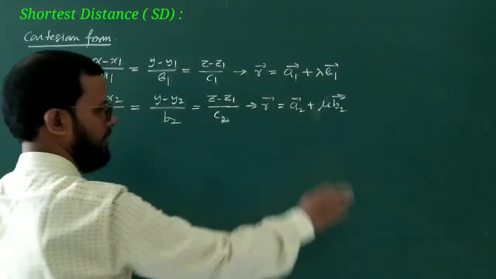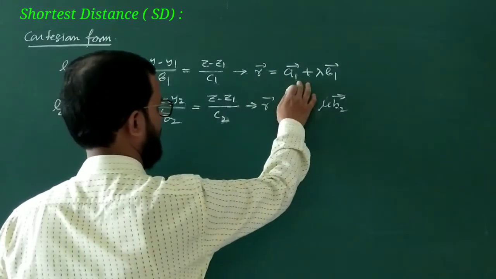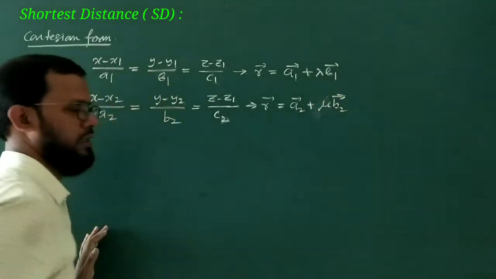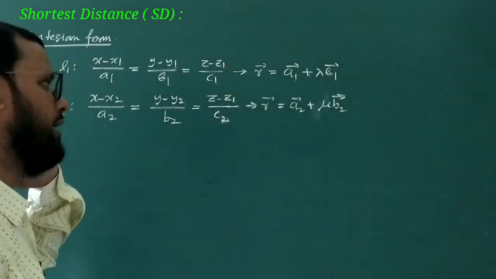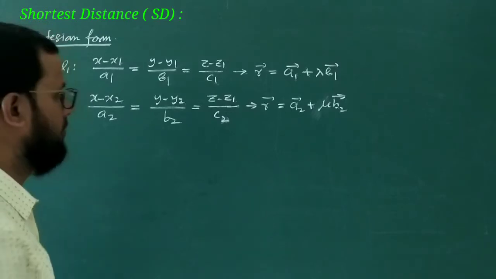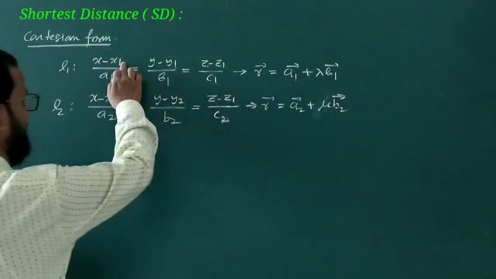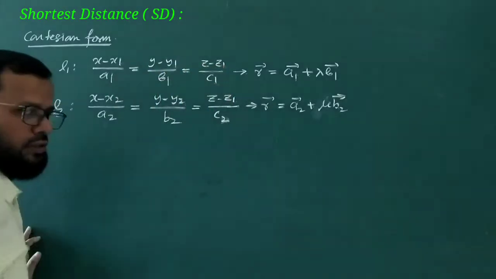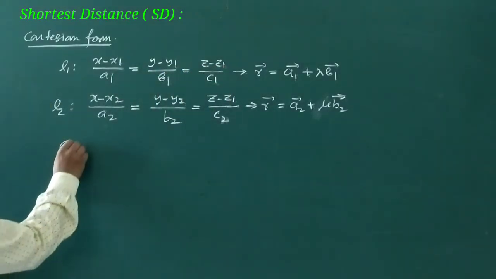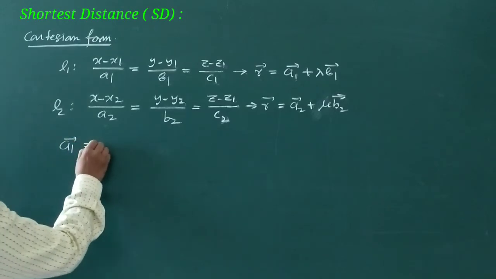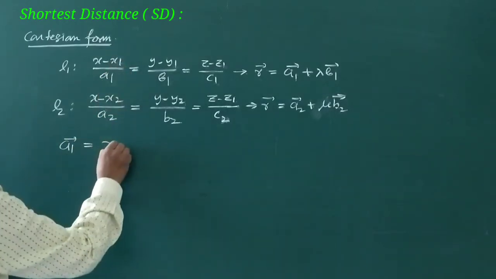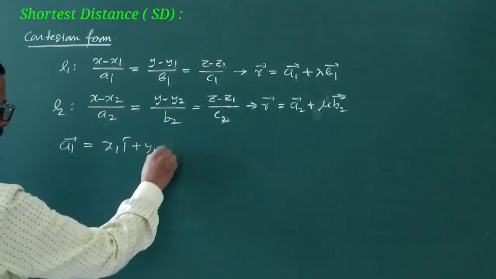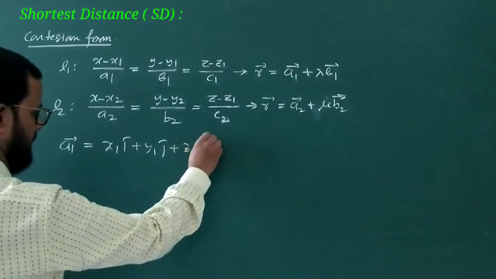If we write it in vector form, what will it be? It will be r vector equal to a1 vector plus lambda into b1 vector. Now what is the a1 vector and a2 vector? This is important. Where does the a1 vector come from? It comes from the point. Which point is the line passing through? x1, y1, z1. So a1 vector will be x1 i cap plus y1 j cap plus z1 k cap.